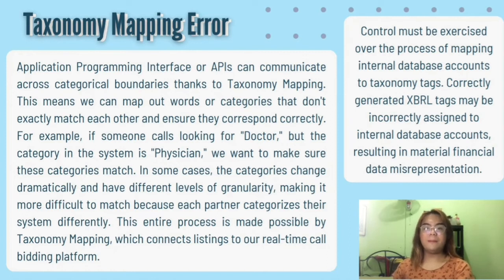Moving on to taxonomy mapping error. As mentioned earlier, in relation with taxonomy creation, this may lead to an incorrect mapping between the data and taxonomy elements that may result in misinterpretation of our financial data. Application Programming Interfaces or APIs can communicate across categorical boundaries thanks to taxonomy mapping. This means we can map out words or categories that don't exactly match each other and ensure they correspond correctly. Control must be exercised over the process of mapping internal database accounts to taxonomy tags. Correctly generated XBRL tags may be incorrectly assigned to internal database accounts, resulting in material financial data misinterpretation.